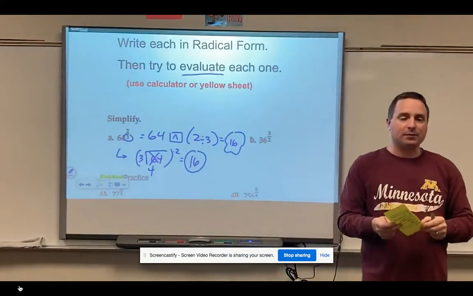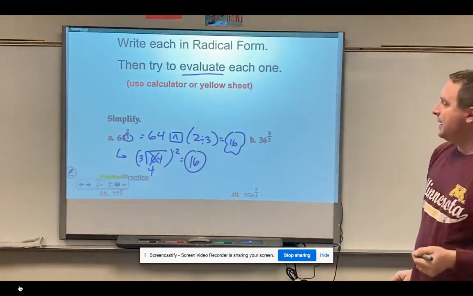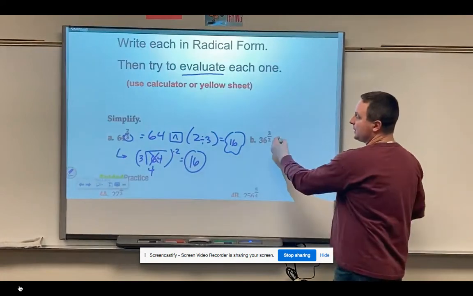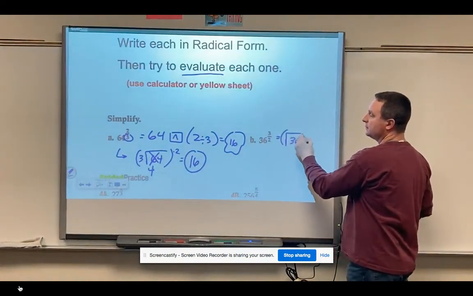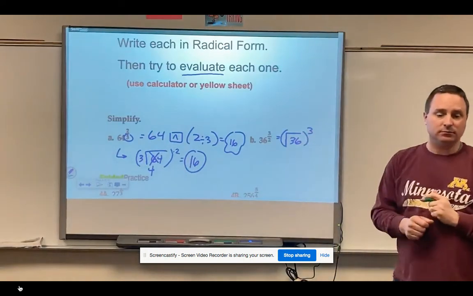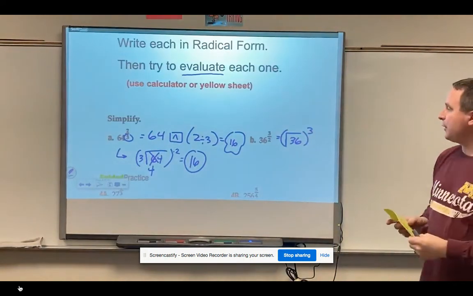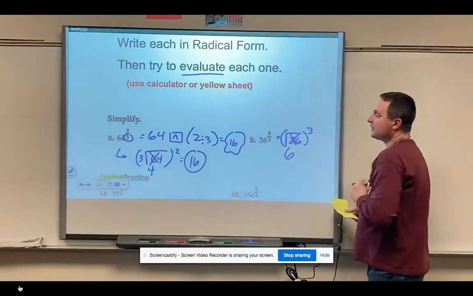And I get the same thing there if I use my calculator. And again, a lot of these you might know. This one, if I change it to radical form, is going to be the square root of 36 cubed. Well, the square root of 36 is 6.